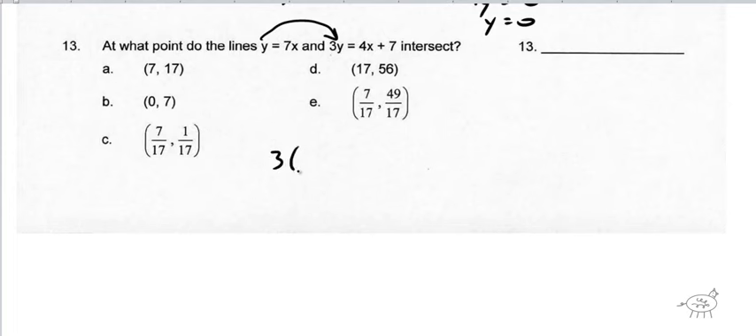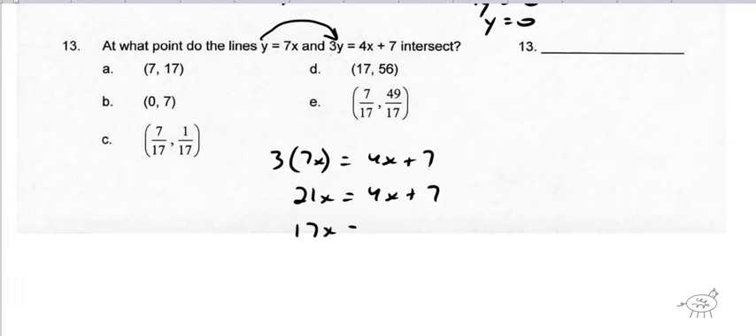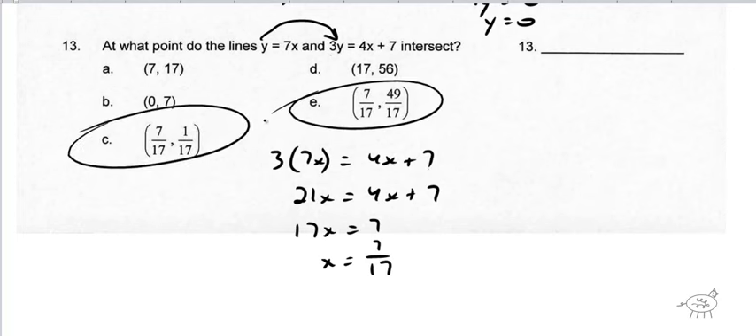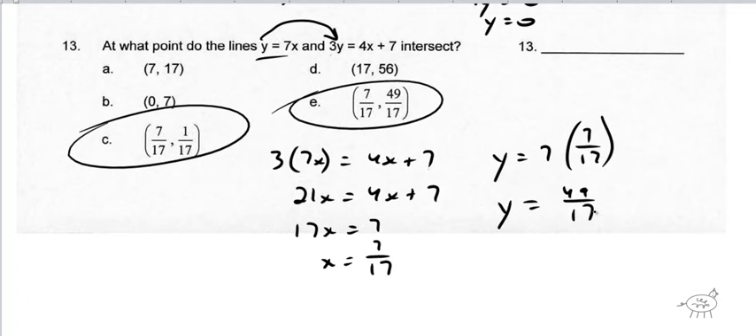So it's 3 times 7x equals 4x plus 7. So 21x equals 4x plus 7. Move that over. I get 17x equals 7, so x equals 7 over 17. So right away, it's one of these two, right? And if I take that and plug it back into the first equation, y equals 7 times 7 over 17. So y is equal to 49 over 17. So it's E.